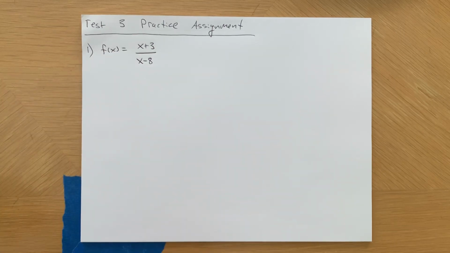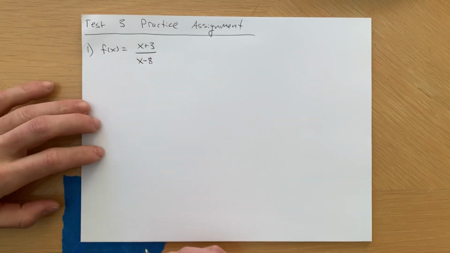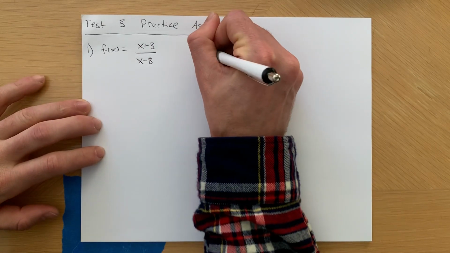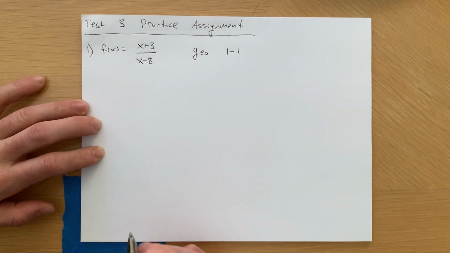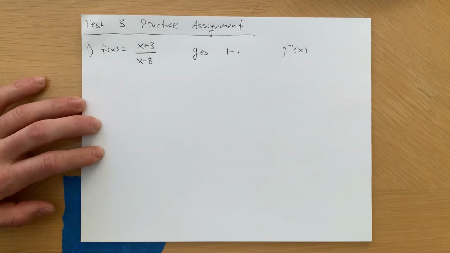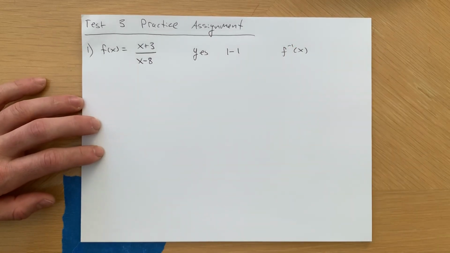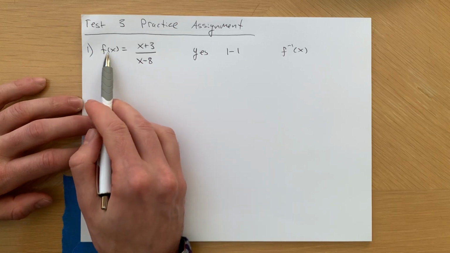So for these type of problems, whenever it asks you is the function one-to-one, the answer is just going to be yes. So yes, it is one-to-one. So now what we need to do is find the inverse. So remember, that's f inverse of x. And so the technique for doing that is we take our original problem, and whenever we see an f of x, we replace that with a y.